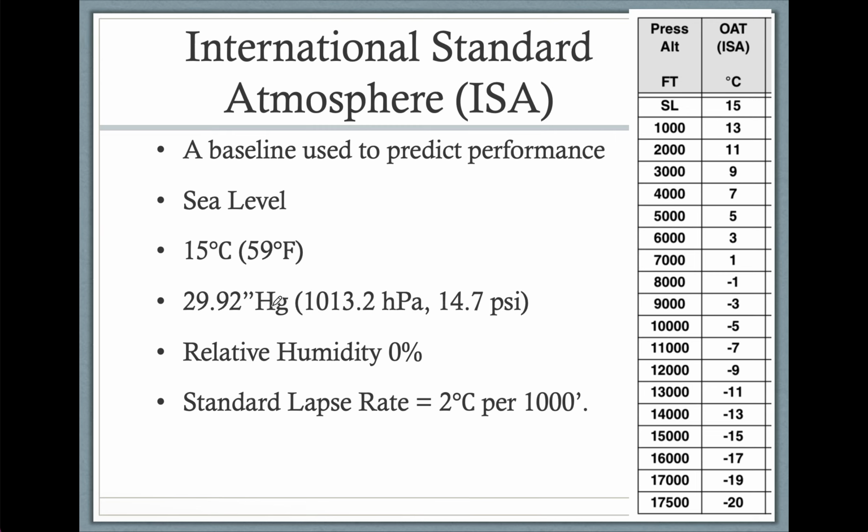Now let's talk about the baseline temperature, the international standard atmosphere. We did talk about this in a previous module, but it's worth repeating because it has a lot to do with all our cruise charts today. So the ISA is just a baseline. It's not what the weather actually is most of the time, but a bunch of scientists got together and said the standard temperature all around the world is 59 degrees Fahrenheit.